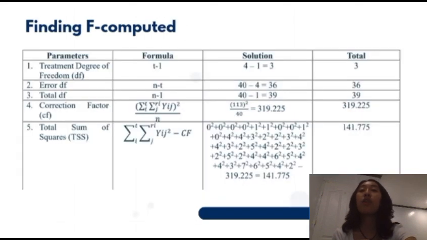So let's start on the treatment degree of freedom. Okay, t minus 1 lang siya, in which if we have 4 treatments, minus 1 will be a total of 3. And then let's go sa error DF, n minus t, if we have a total of 40 replicates, minus 4 is equals to 36. And in a total DF, as simple as that, it's n, or the number of replicates, minus 1 equals 39.